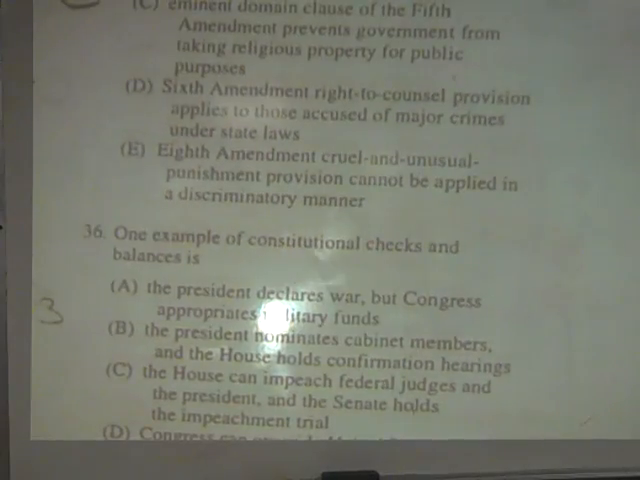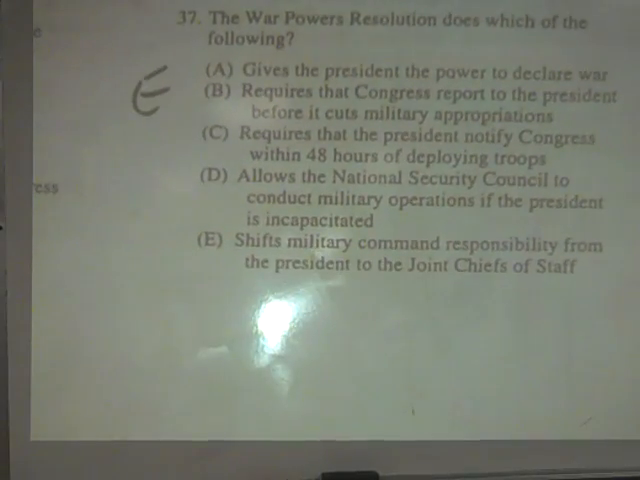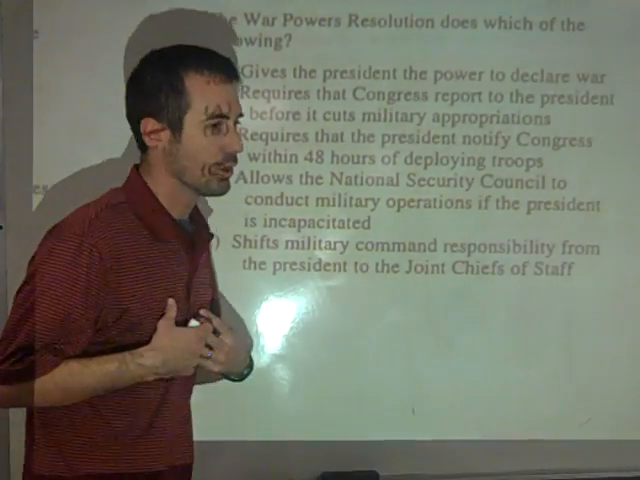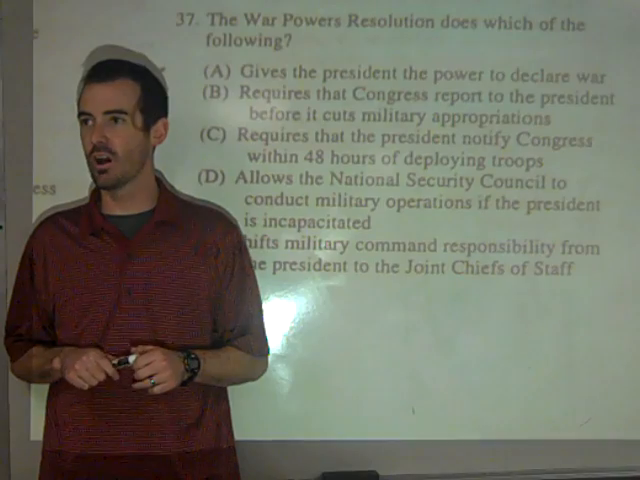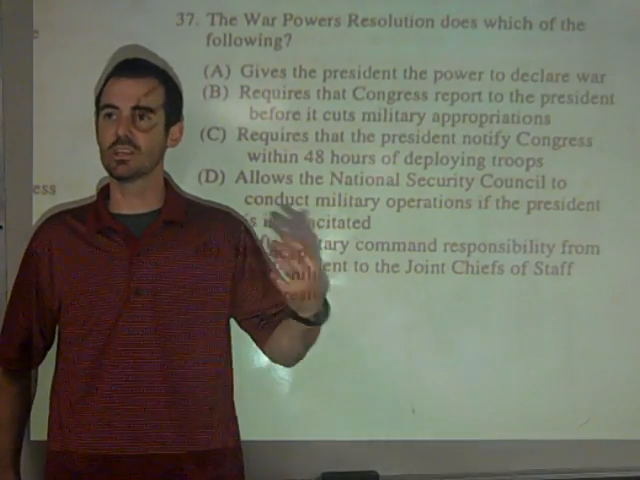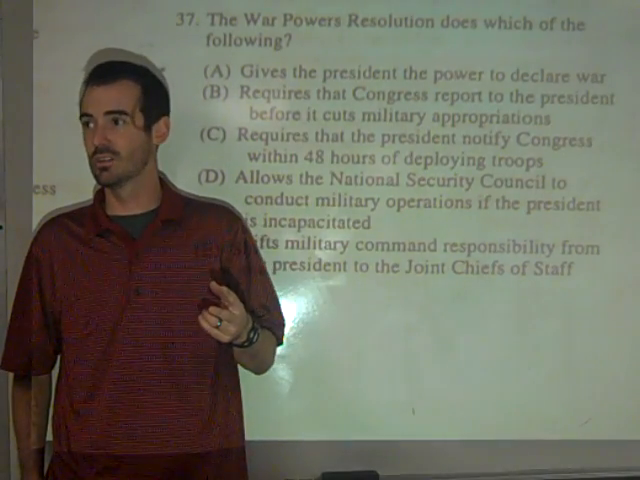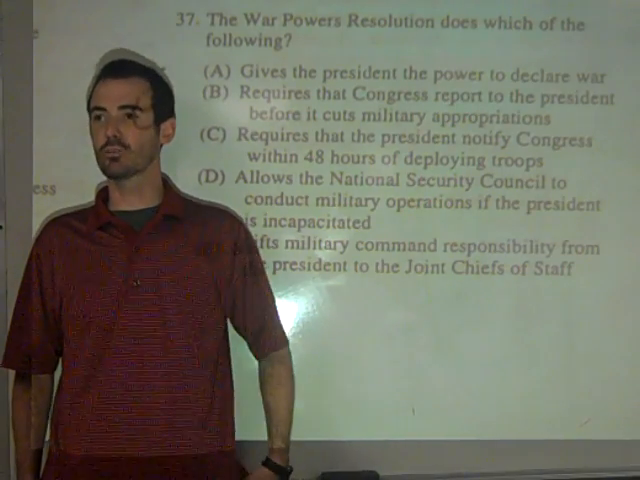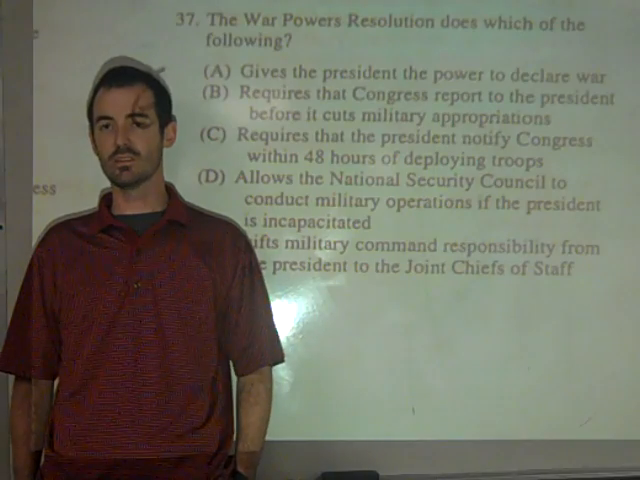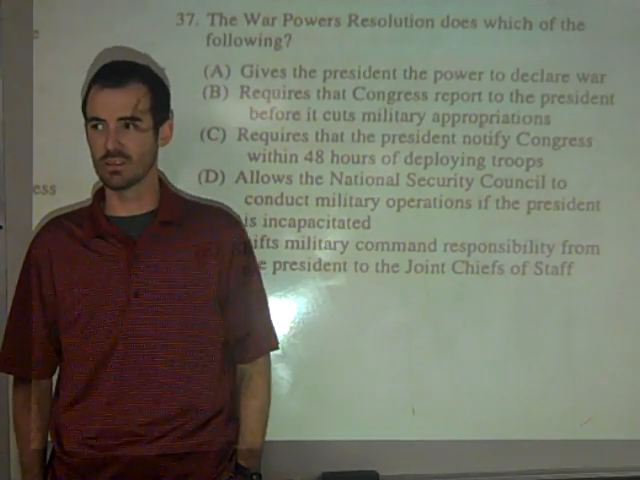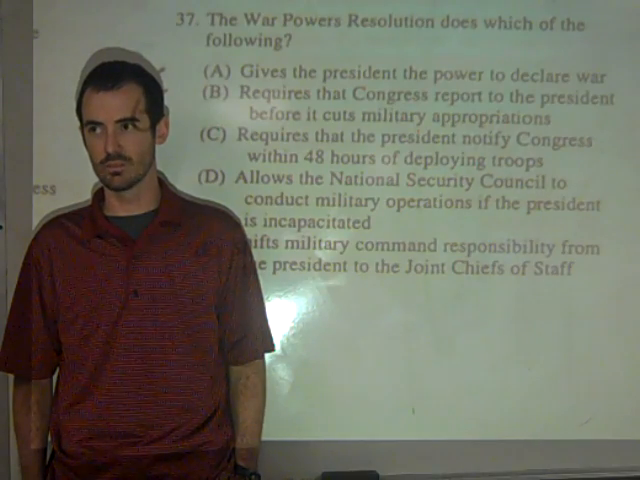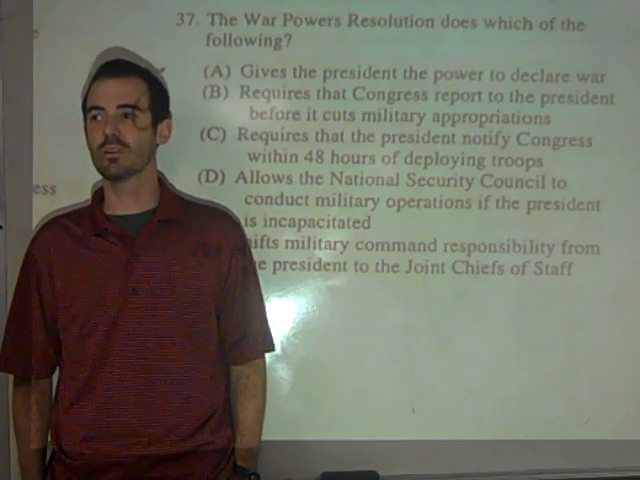Let's see. There's a lot of these. The War Powers Resolution. Remember the War Powers Act, or sometimes they call it War Powers Resolution. It is a law that they passed after Korea and Vietnam, where the president is the commander-in-chief, so he sent troops for a police action. The troops fought for a long time. It looked a lot like a war, but Congress never formally declared war, and that's probably the number one trick in the AP test. It's tricking you into saying the commander-in-chief, the president, declares war. He doesn't. It's Congress.